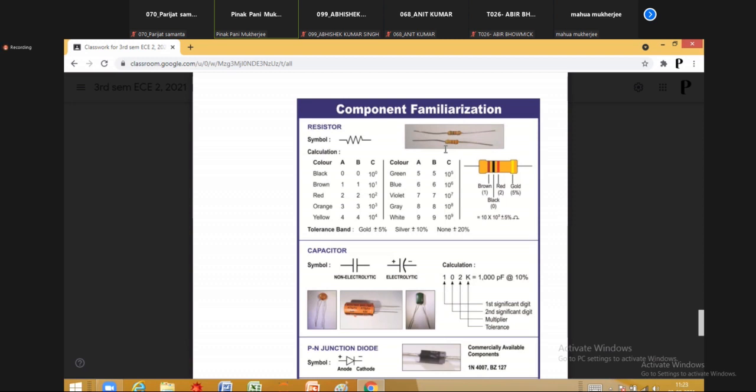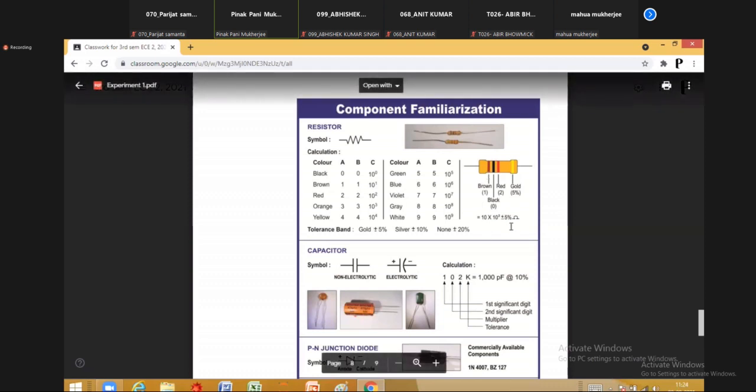So for the tolerance band, there are three kinds: gold, silver and none. If the tolerance band is gold, then the device is plus minus 5%. If the band is silver, then it is plus minus 10%. And if there is no band, then the tolerance is plus minus 20%. So what is the tolerance? Tolerance is the deviation of the device.